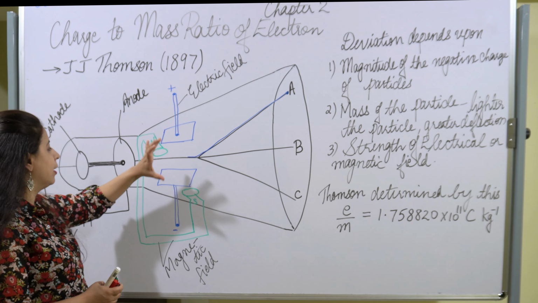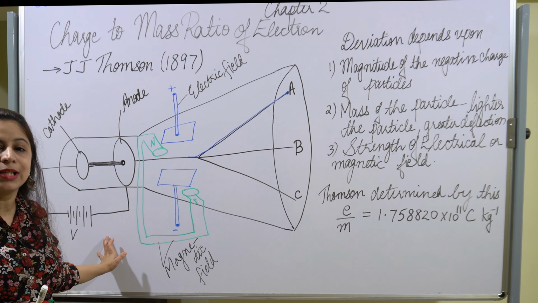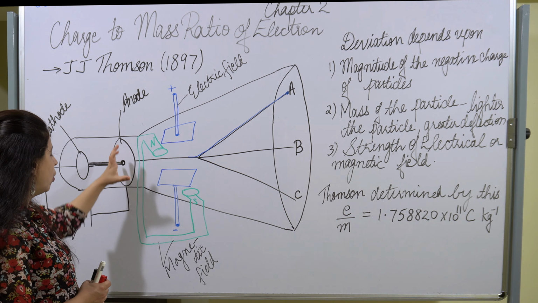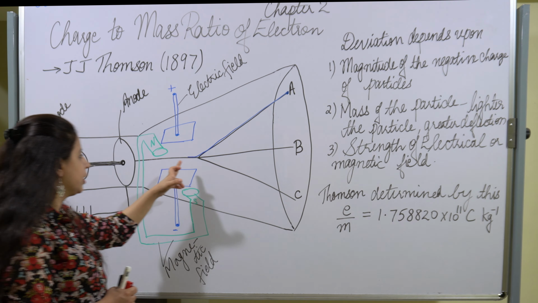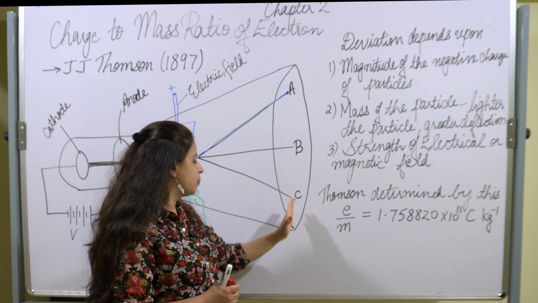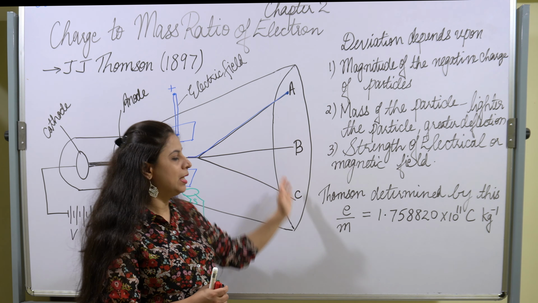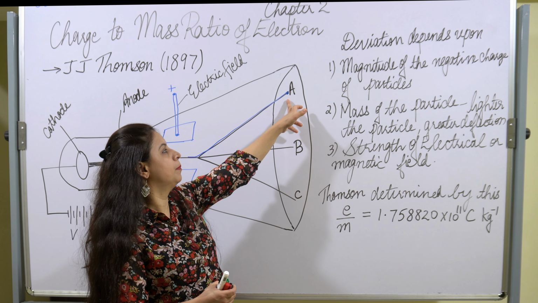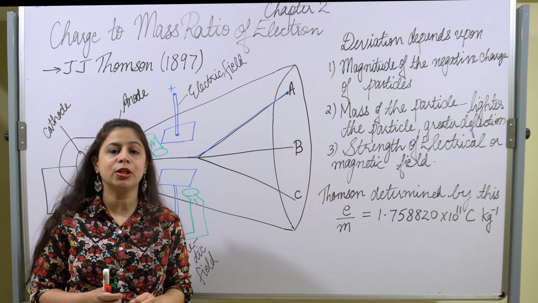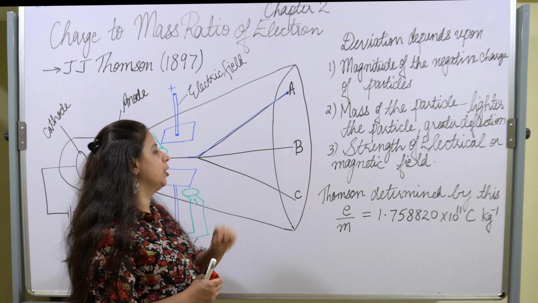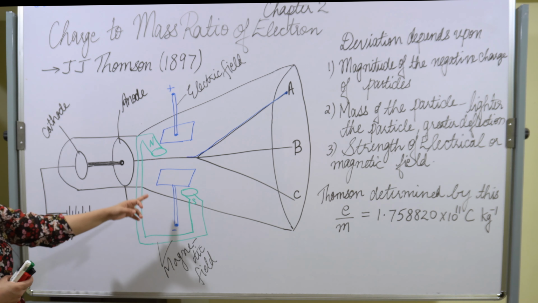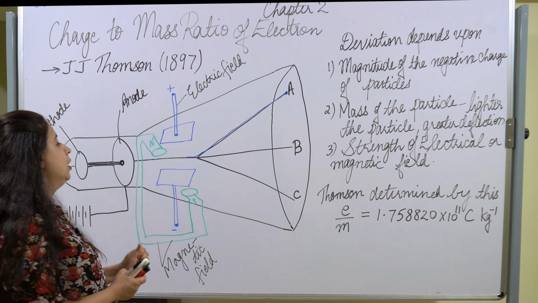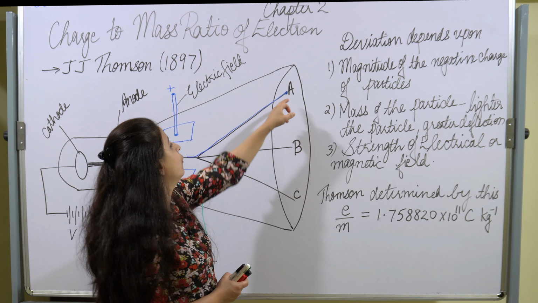Under the electric field, as soon as the voltage was given, the particles started moving through the hole. A hole was made in the anode, and a screen was placed behind the anode. At that screen, the position of the particles was seen at position A. Later on he placed the magnetic field.